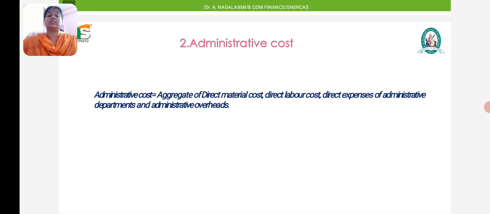As we already saw, what is meant by administrative cost? Administrative cost is the aggregate of direct material cost, direct labor cost, direct expenses of administrative departments and administrative overheads. So supportive costs, not directly related to production or manufacturing, are said to be administrative cost.